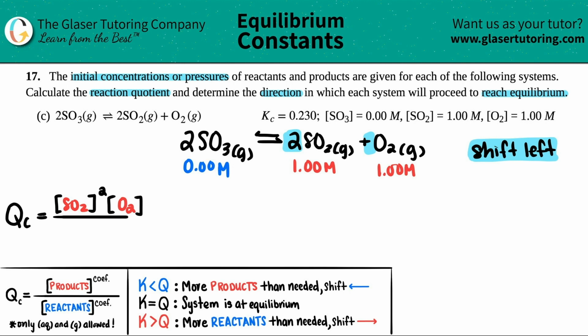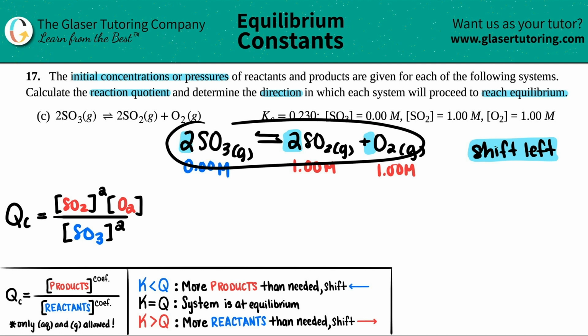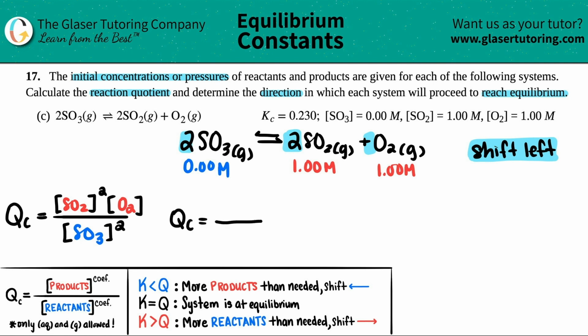And then the products is SO3. Close that up. And then there's a 2 in front of there, so I put a 2 here. And remember, guys, I saw the coefficients already, so I knew that this was balanced, but always just make sure that the question that they give you is balanced, okay? So I got QC equals. Let's actually throw the numbers in here.